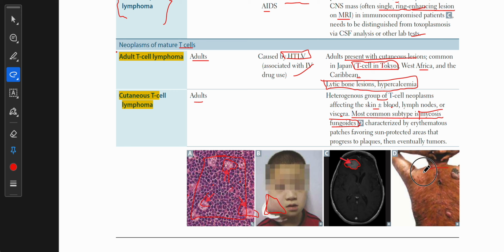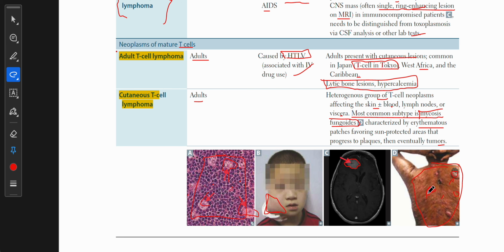There are skin lesions here, characterized by erythematous patches. You can see these erythematous patches favoring sun-protected areas that progress to plaques and eventually tumors. Here are tumors right here. There are plaques. There are rashes. Okay, patches. You can see.